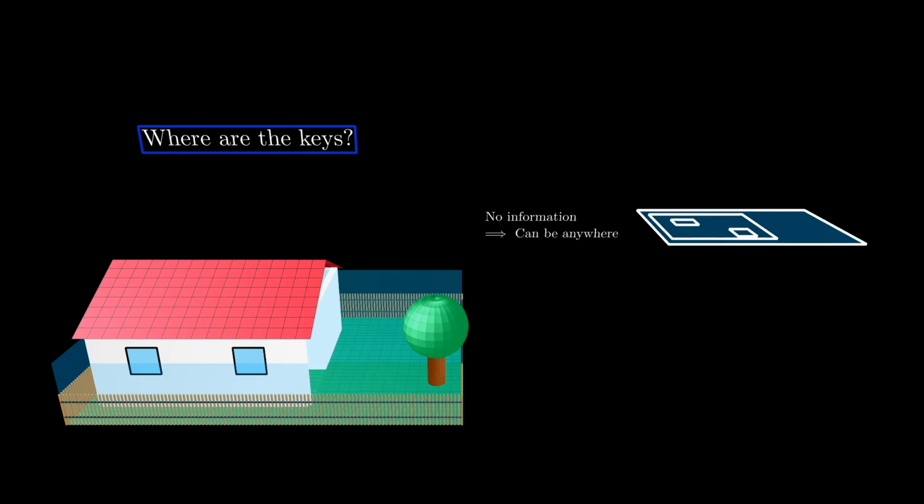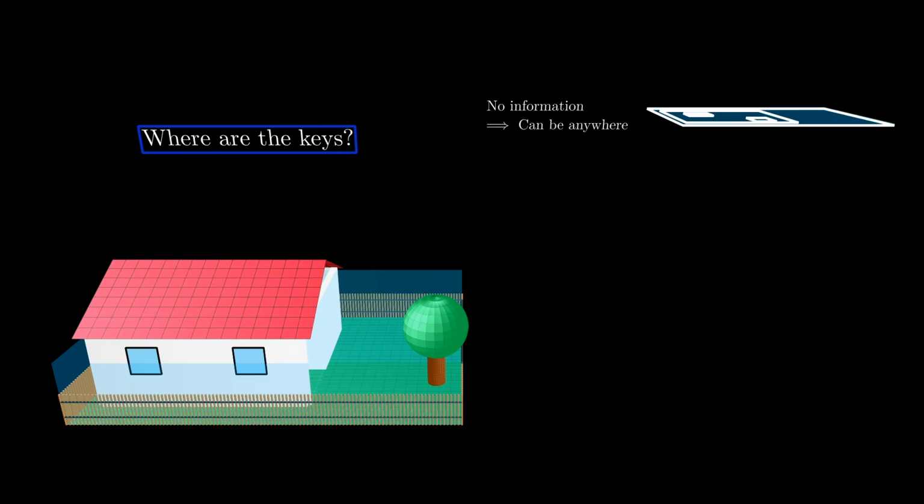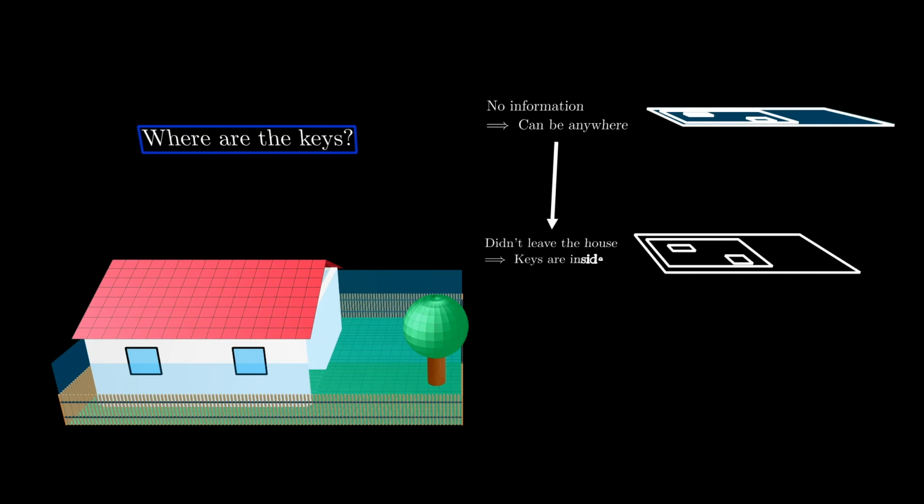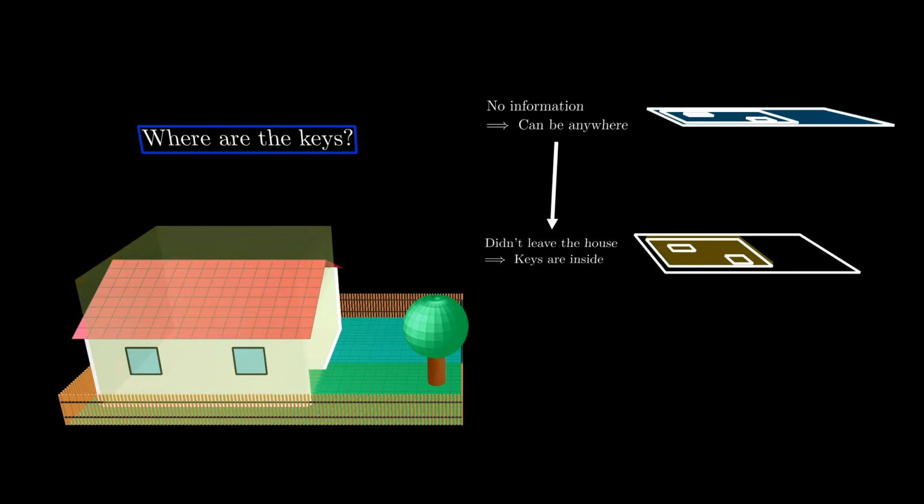Maybe you did not leave your house today, so the keys actually have to be inside the house and cannot be in the garden. So you can update your probability distribution and assign 0 probability to the garden and full probability to the house. How do you do that? You restrict your probability measure to the area that is compatible with the given information, namely the house, and then you normalize it to get a probability measure again.